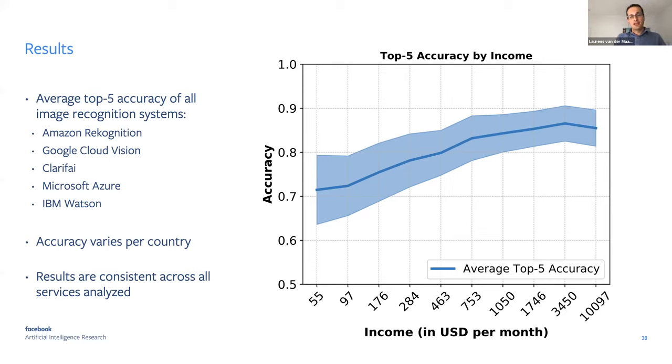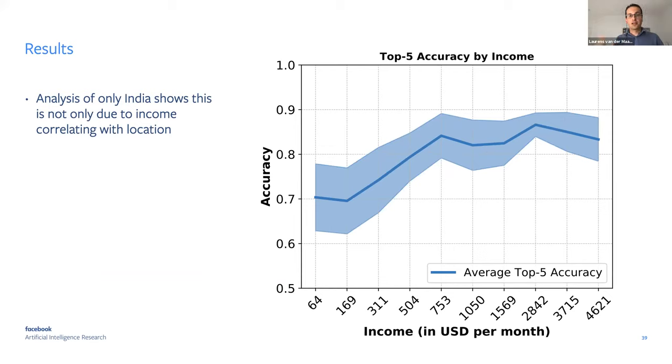And interestingly, this is not just a result of income correlating to country or geographic location. Because if you split out the results for a country like India, which is a country in which you have a large diversity in family incomes, you actually see similar effects within India as well, where these systems work better for high income households than they do for low income households.